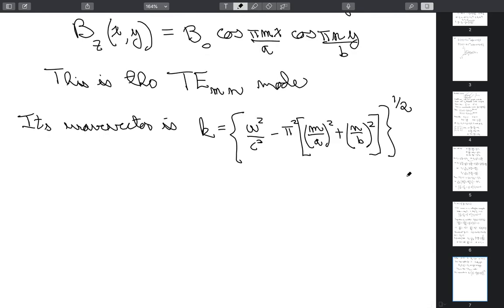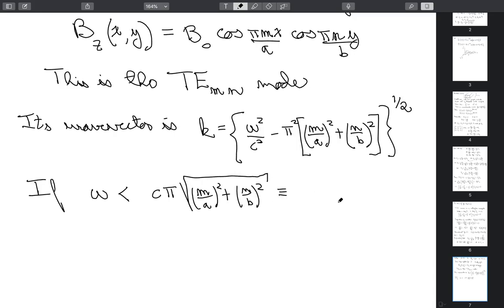So that's a slightly funny thing, because you see, if the frequency that we have here is low enough, then this argument inside the square root can be negative, which means that the wave vector would become imaginary, which means that the wave would be an evanescent wave. It would essentially be exponentially suppressed in z. Okay, so it wouldn't propagate at all. So if omega is less than the critical value defined by these things, so it's less than c times pi times the square root of m over a squared plus n over b squared, which we denote as this omega mn, okay, and this is called a cutoff frequency.